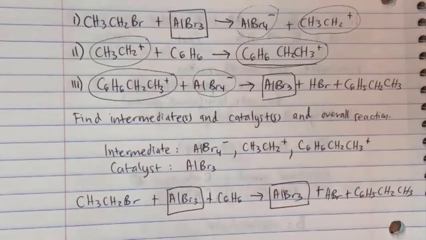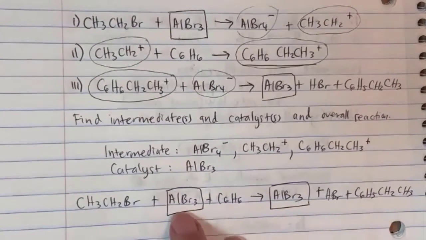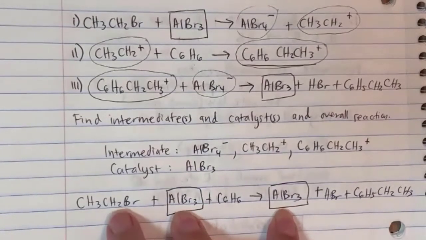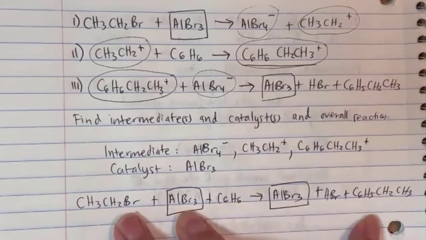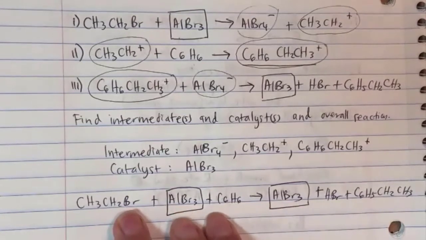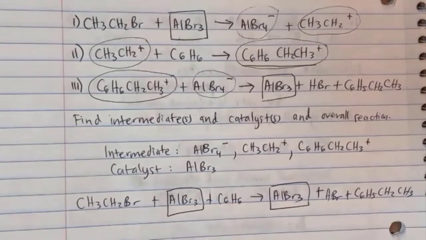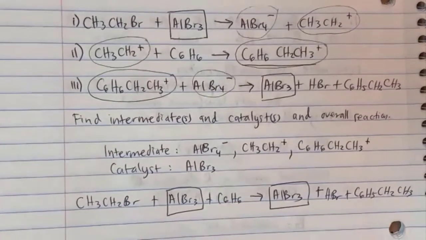You don't want to have an intermediate in your rate law expression because it's not even in your overall reaction. How can you write a rate with something that's not even in the overall? At least you put the catalyst in, but with an intermediate, you don't even put it in. So intermediates, you don't get to write them in your rate laws.